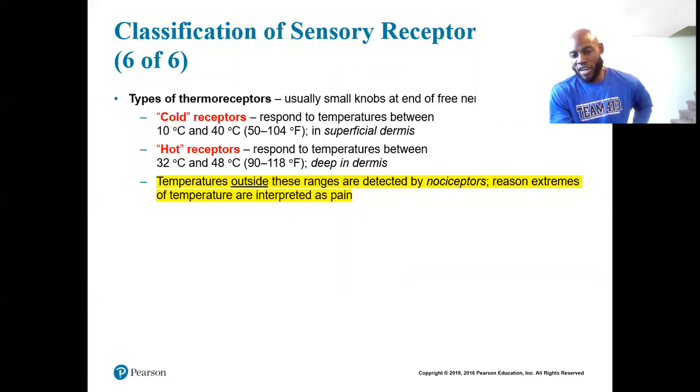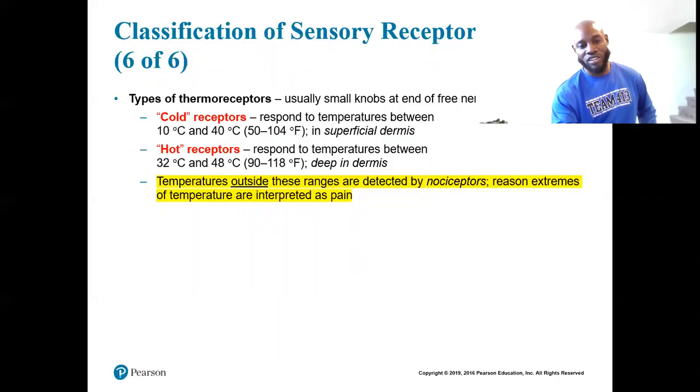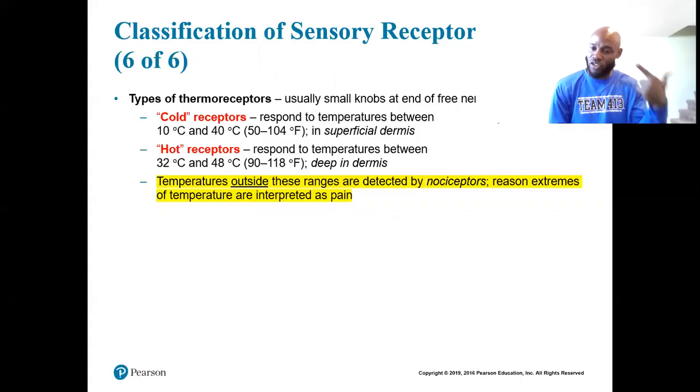So if your body's cold and you grab a piece of, what do they call it, dry ice or whatever, that's why it kind of hurts when you grab it. Or if you put your hand in fire, you don't just say, oh, this fire is hot. You say, ouch, because that's outside of the range that your body interprets as hot or cold. And if it's outside of that range, your body just calls it pain. That's how it's interpreted in your brain. And why does it do that? Because it could potentially injure you. So that's how our brains are wired to interpret it.